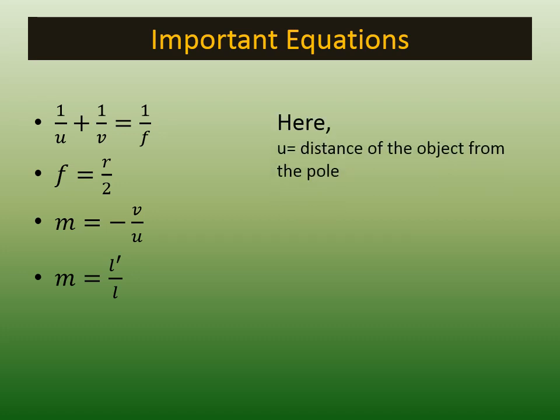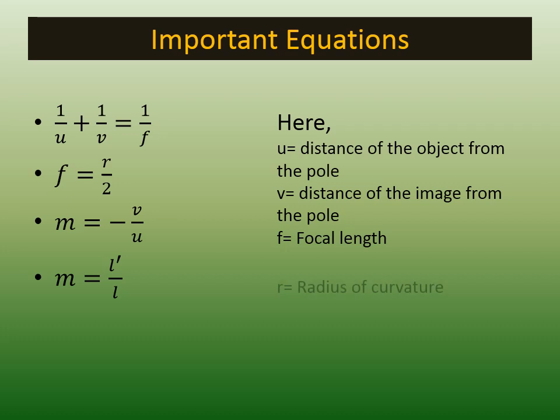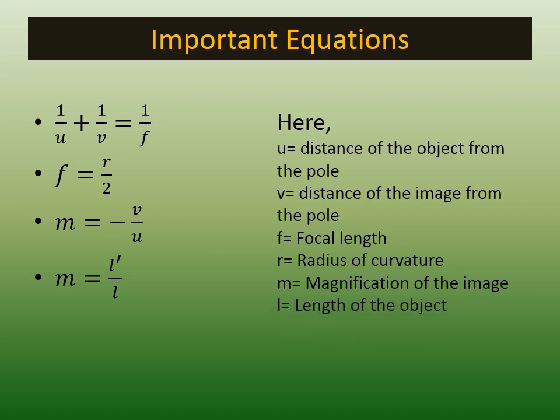So here the important line: u is equal to the distance of the object from the pole, v means the distance of the image from the pole, f is the focal length. This is the distance from the pole to the principal focus. This is r, which is the radius of curvature. This is m, which is the magnification of the image. By doing this, we can get the length of the image, or the size of the image. This is small l, which is the length of the object. This is l prime, which is the length of the image.